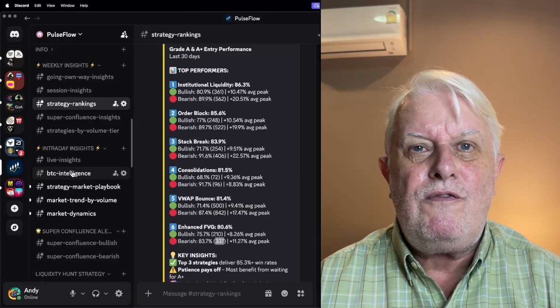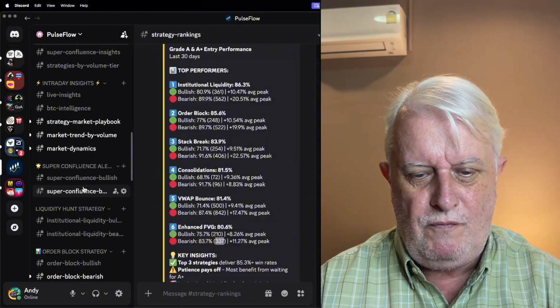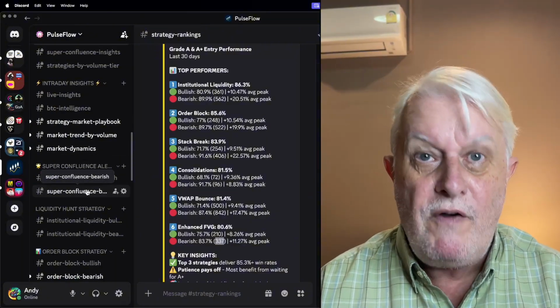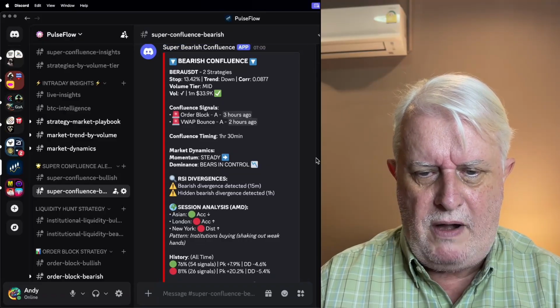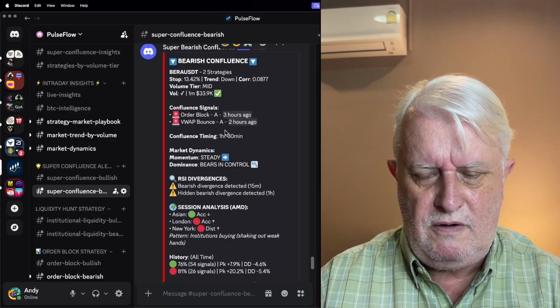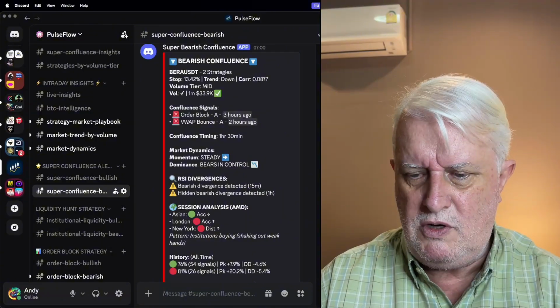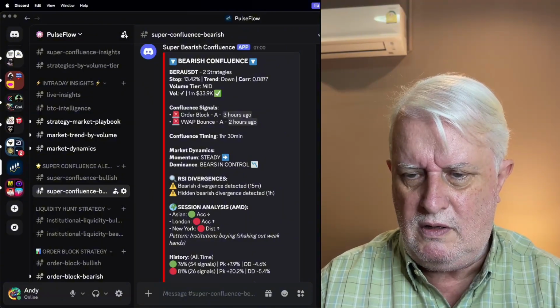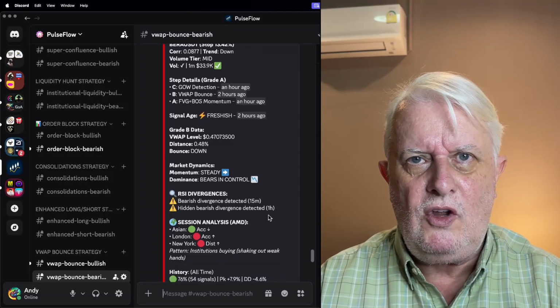Right, so now let's go find a signal to trade. And as always, I go to Super Confluence. We were told we were in a very, very bearish market, so I'm going to choose bearish. What's this one? BERA came into order blocks and VWAP 3 hours and 2 hours ago. Oh, it has some interesting divergences as well. Let's go to the VWAP. Okay, let's go to the chart and take a look at BERA.